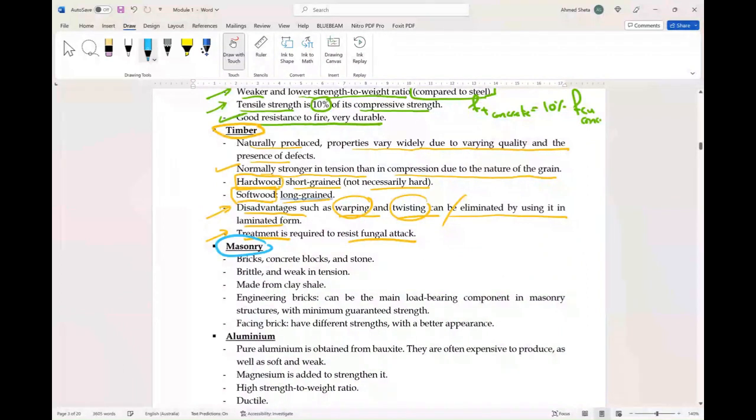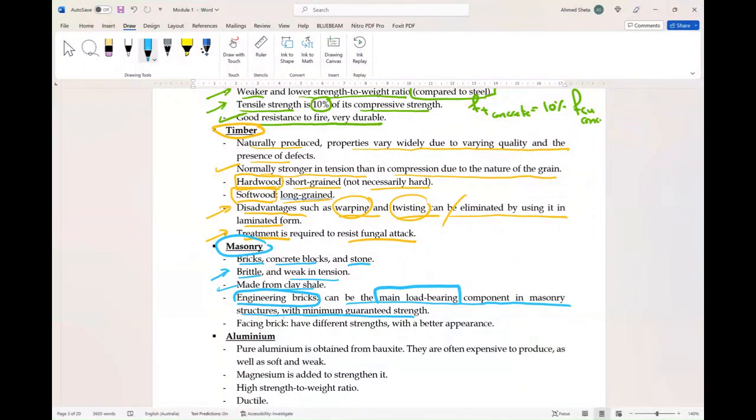The next material we have is masonry, which is made of bricks, concrete, or stone. The problem of masonry is that it is brittle and weak in tension. Masonry can be made of clay. Engineering bricks can be the main load-bearing component in a masonry structure with minimum guaranteed strength.